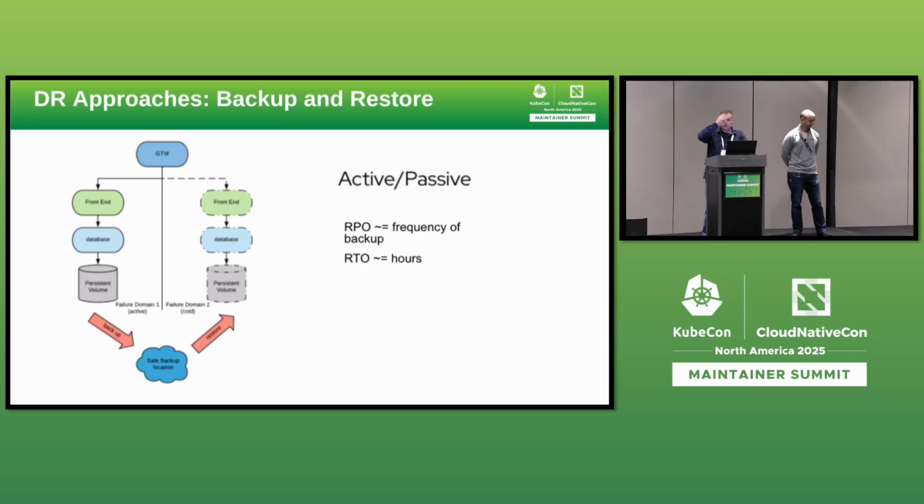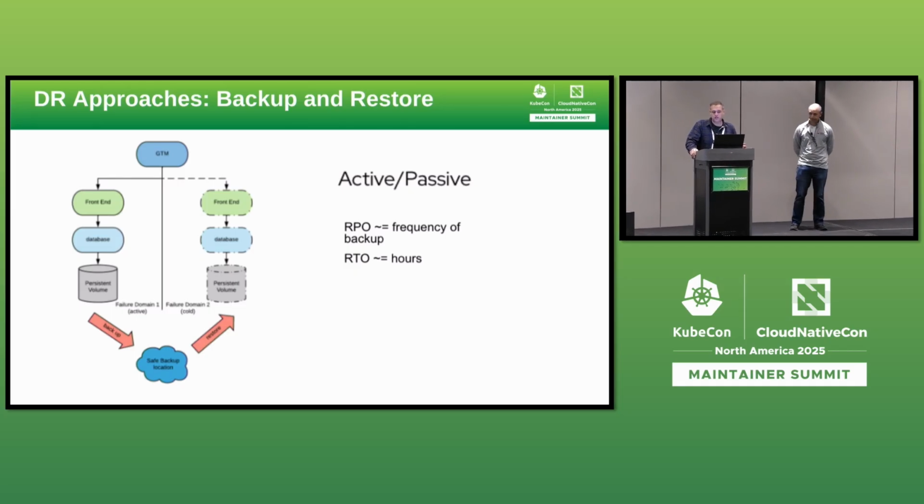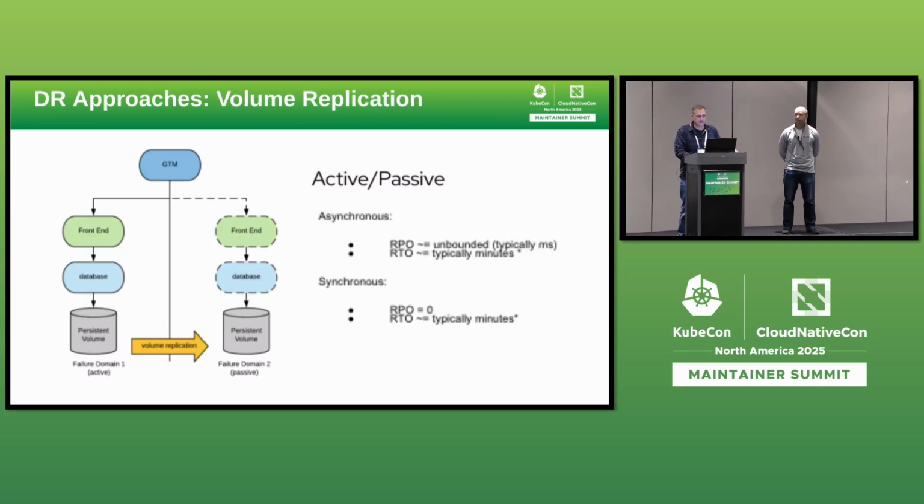One approach is backup and restore. You have your active cluster, then you take a backup and put it in a different location, could be an S3 bucket, whatever it is. Something happens, then you restore the backup. In that case, of course, it is active-passive. You need to have an event to trigger the other site. The RPO is the time of the last backup, so it depends on how often you take the backup. And RTO can take hours depending on the size of the backup.